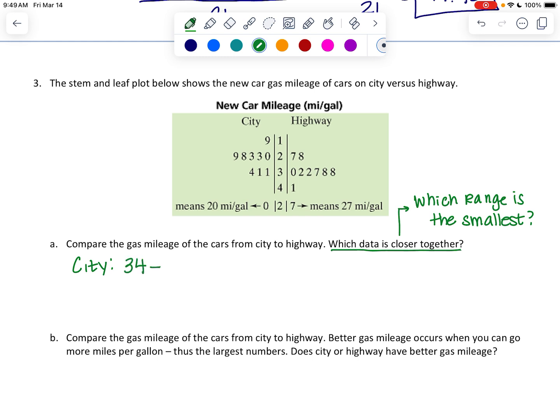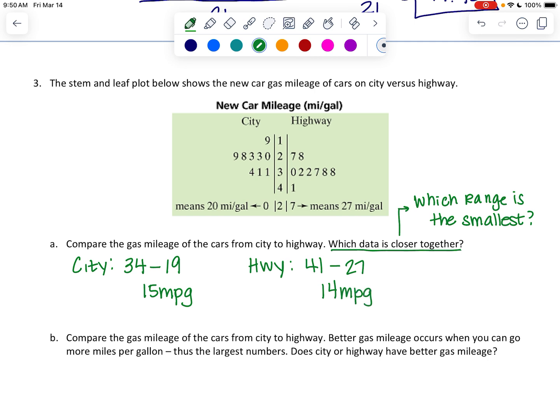Minus, what's the smallest gas range in the city, is going to be 19 miles per gallon. So in the city, 15 miles per gallon is the range. Okay. So on the highway, I'm going to do the same thing. The best gas mileage is 41 miles per gallon. The smallest is 27 because that's the smallest number on the right side of my stem and leaf plot. So 41 minus 27 is going to give me 14 miles per gallon.